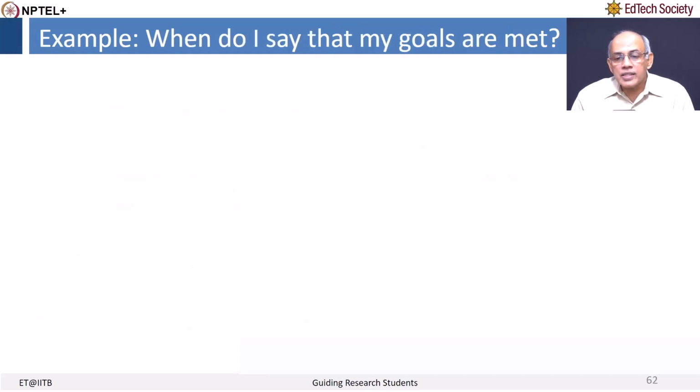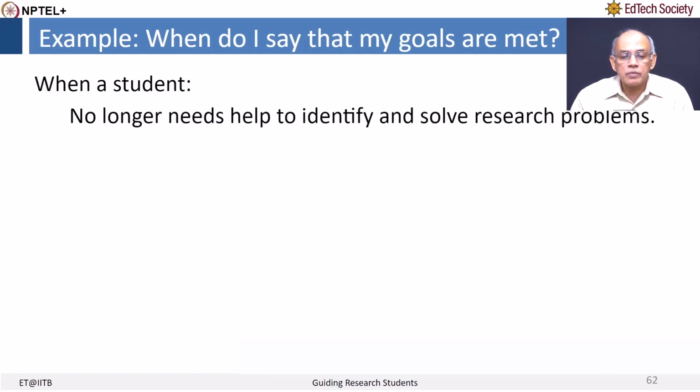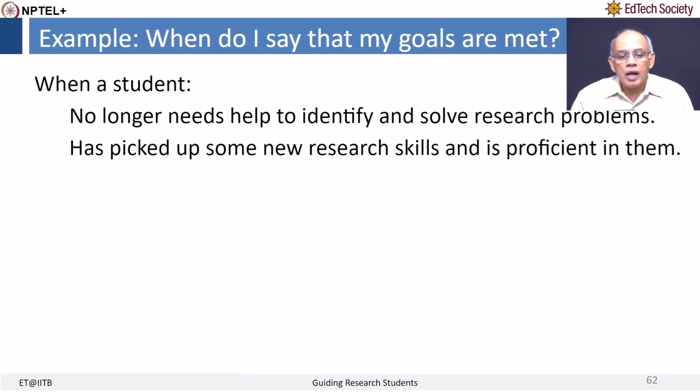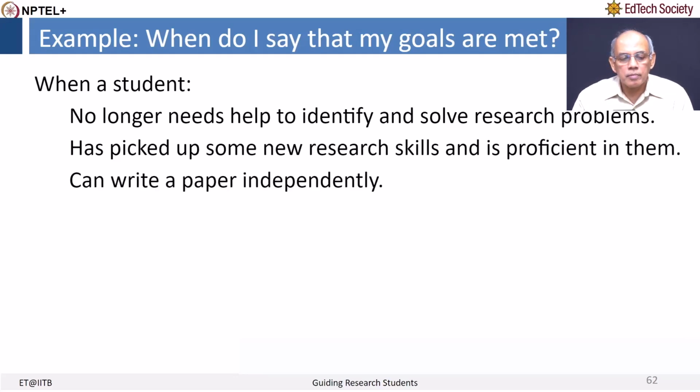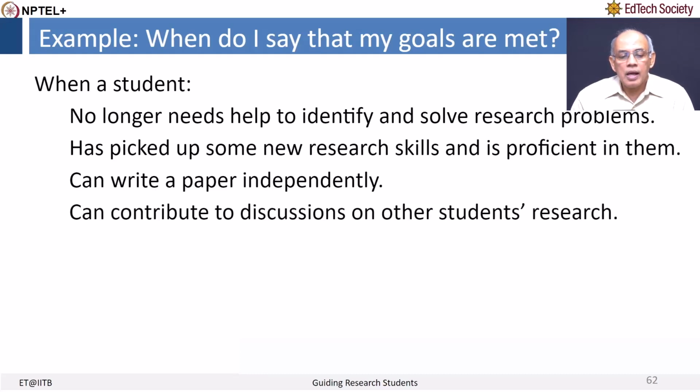So when do I say that my goals are met? This is basically to know when we have achieved what we set out to do. For me, this is when the student no longer needs help to identify and solve research problems, when they are able to do this on their own without any scaffolding. The student has picked up some new research skills and is proficient in them, can write a paper independently, and can contribute to discussions on other students' research.